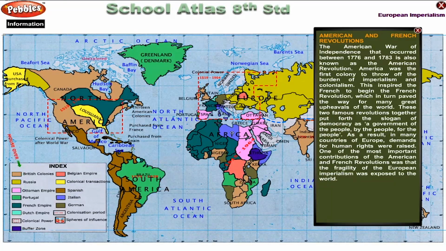As a result, in many countries of Europe, demands for human rights were raised. One of the most important contributions of the American and French Revolution was that the fragility of the European imperialism was exposed to the world.